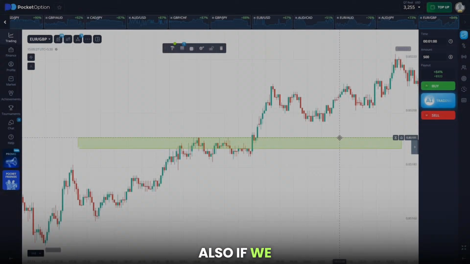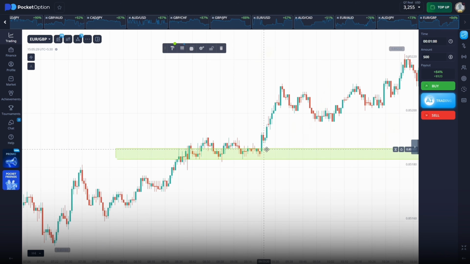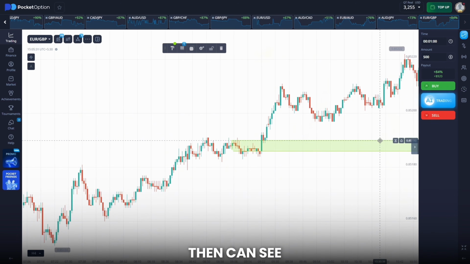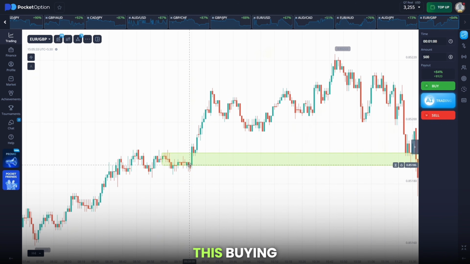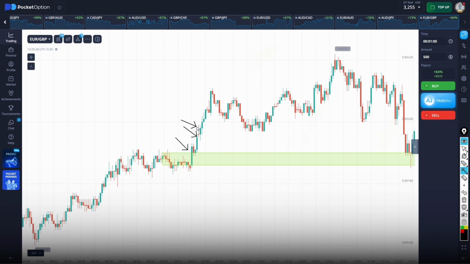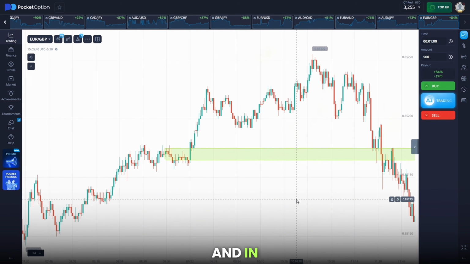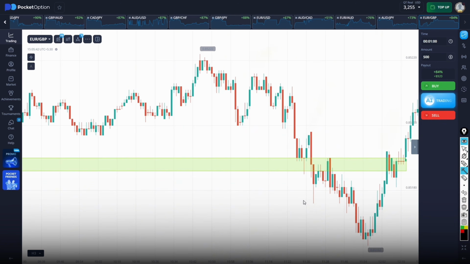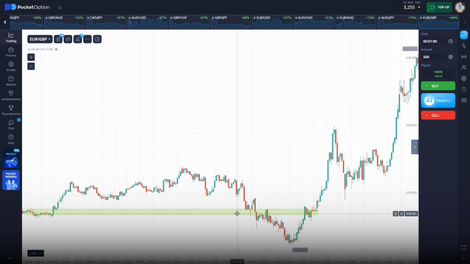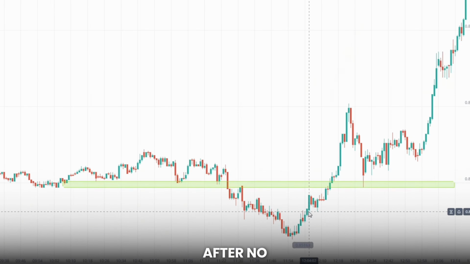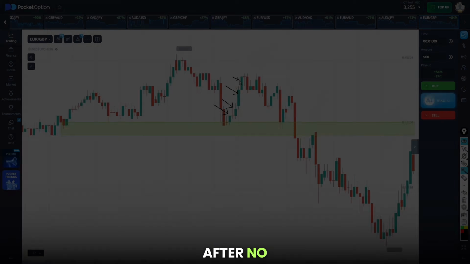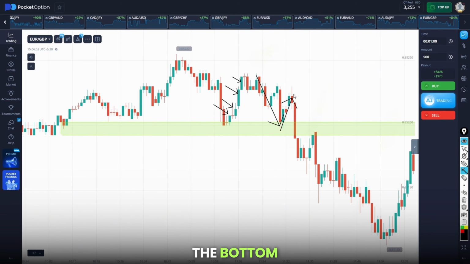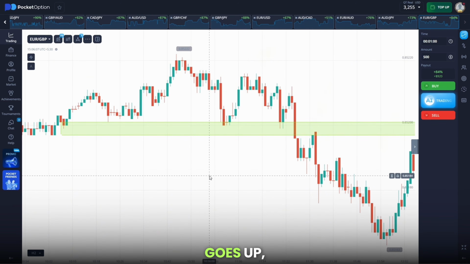Here also, if we focus on this move, then you can see that after this buying candle, the price did not reach the bottom for liquidity sweep, and in future you can expect reversal, and you have a reversal here as well. Similarly, after no retracement, price reverses, hit the bottom, and then it goes up.